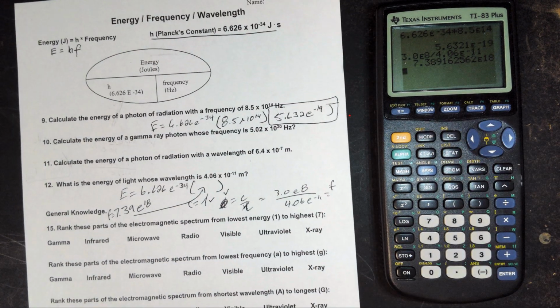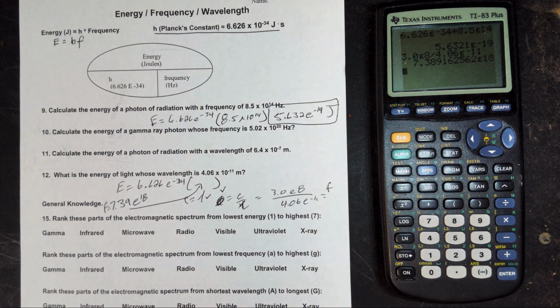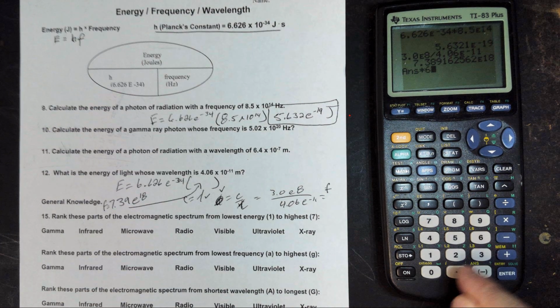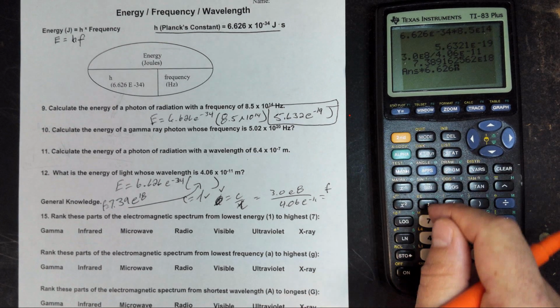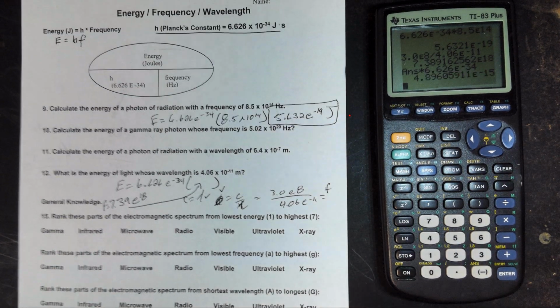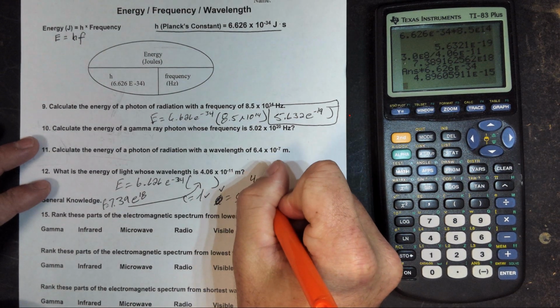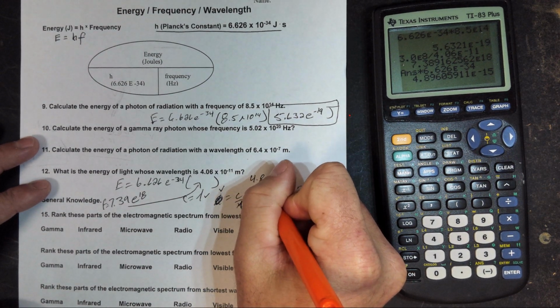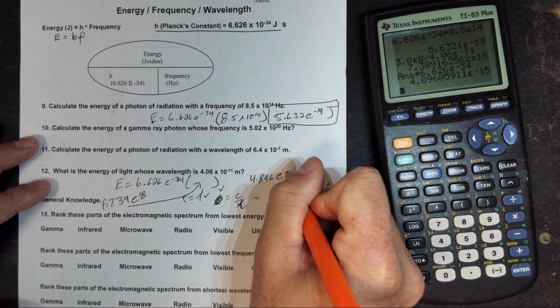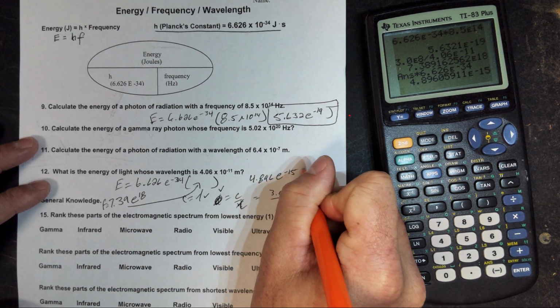I still have it in my calculator, so I would just leave it there. Don't clear it out. Then we just do times 6.626 second comma negative 34. That's going to give us an energy of 4.896 e to the negative 15th joules.